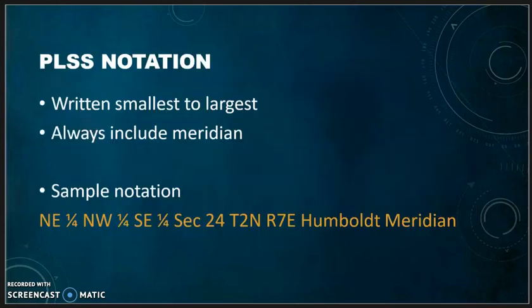So when we are notating our public land surveys, we want to write from smallest to largest, so you're starting in those fractions, working up through sections until we get to our township and range grid. And we always include the meridian as well. So here's our sample notation. We have the northeast quarter of the northwest quarter of the southeast quarter of section 24, township 2 north, range 7 east in the Humboldt meridian.